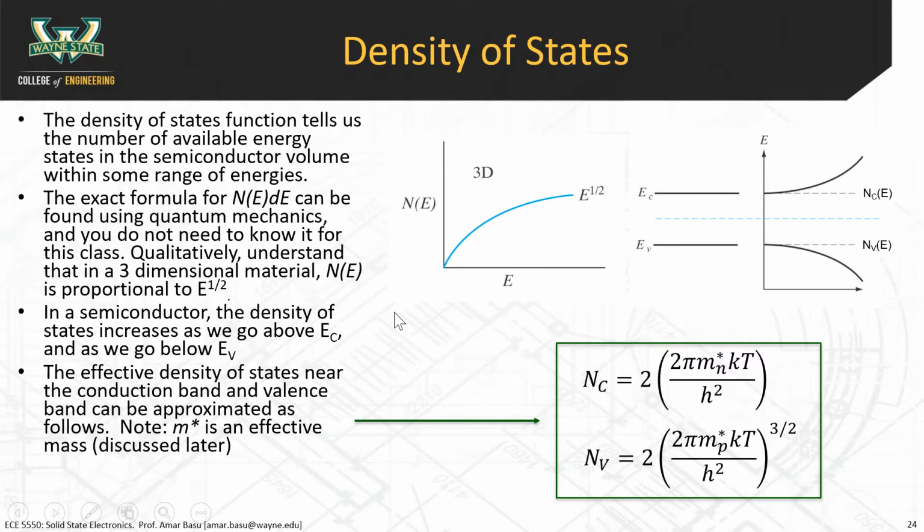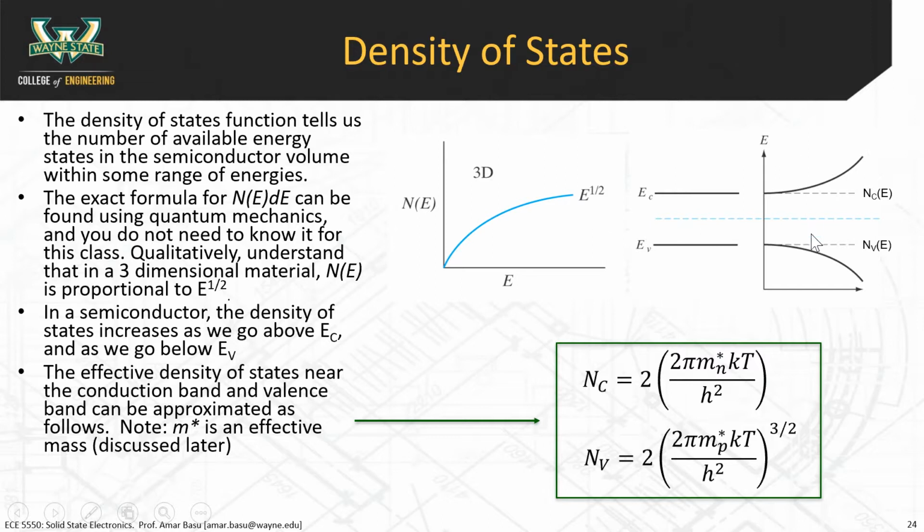But what you need to know for this class is that the density of states tells us the number of available energy states in a semiconductor volume within a range of energies, and that's denoted by n of E, dE. Qualitatively, in a three-dimensional material, this function n of E is a square root function. So as you increase the energy, the density of states increases like a square root function.